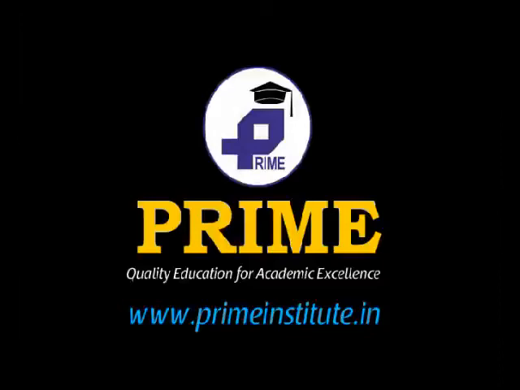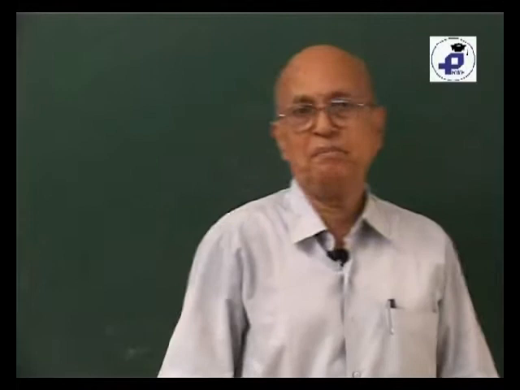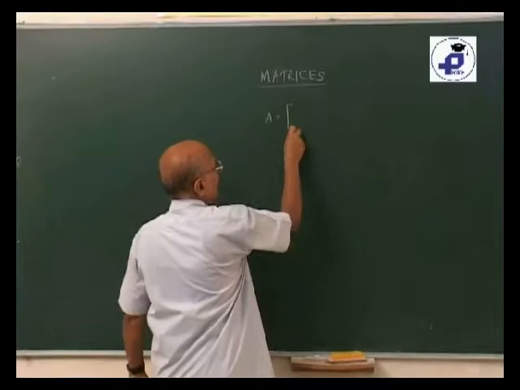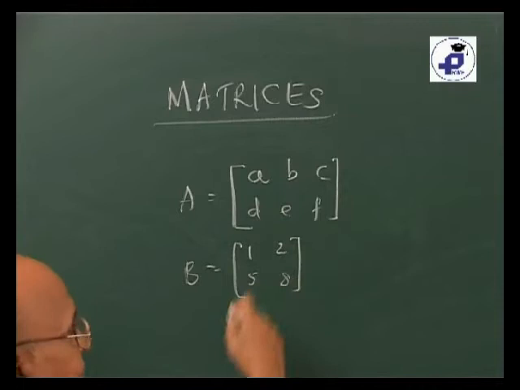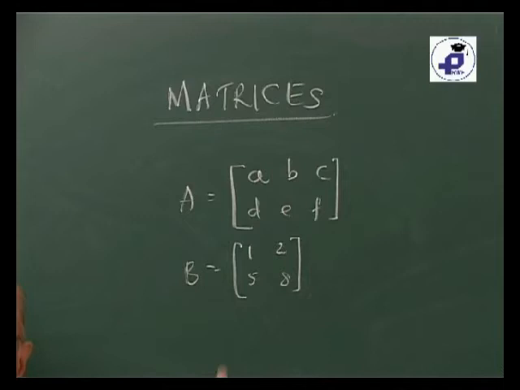What do we mean by a matrix? A matrix is, simply speaking, a rectangular array of numbers A, B, C, D, E, F. Or if it is a matrix B, we will say 1, 2, 5, 8, like that. These are simply ways of expressing certain quantities. We call them matrices.